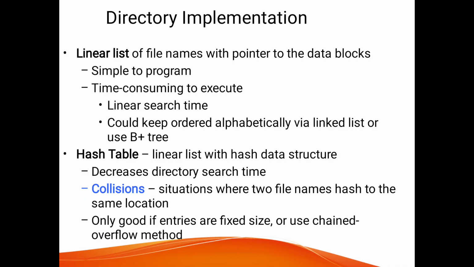It could be kept ordered alphabetically via a linked list or use a B plus tree. In the hash table, a linear list is used with a hash data structure. This decreases the directory search time. Collisions are situations where two file names hash to the same location. It is only good if entries are fixed size or use the chained overflow method.